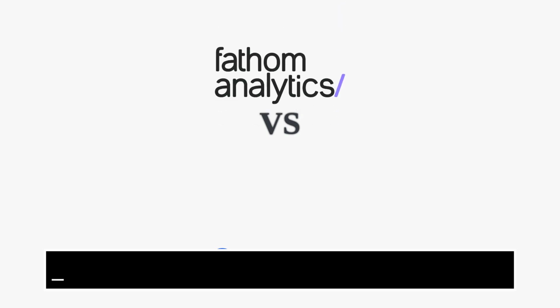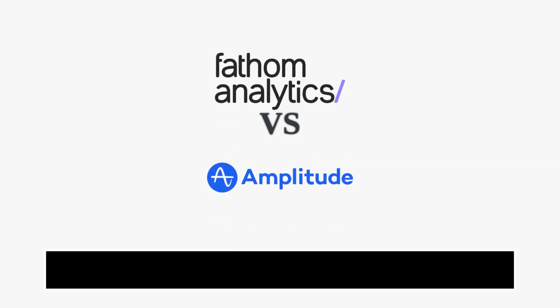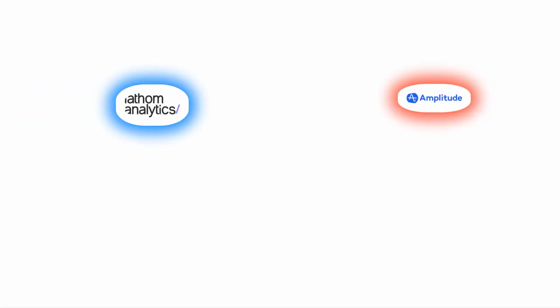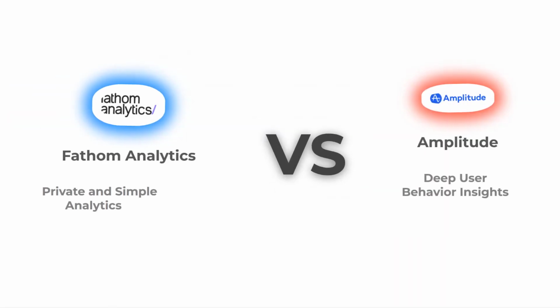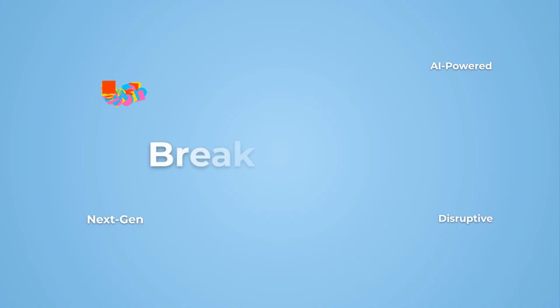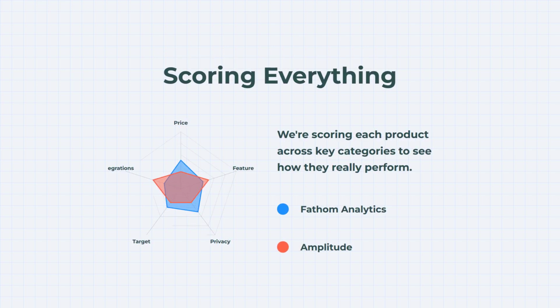Fathom Analytics and Amplitude, two giants in web analytics, both making big promises. Which one really delivers? On the left, Fathom Analytics, famous for privacy and simplicity. On the right, Amplitude, the powerhouse for deep user insights. Let's skip the buzzwords and get to the real differences. We'll score them in crucial categories and reveal who truly comes out on top by the end. The winner for your business in 2025 might surprise you.